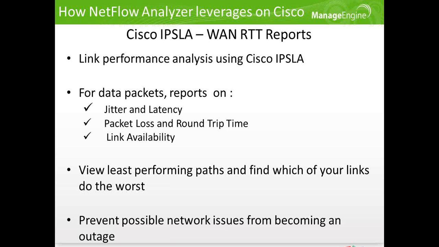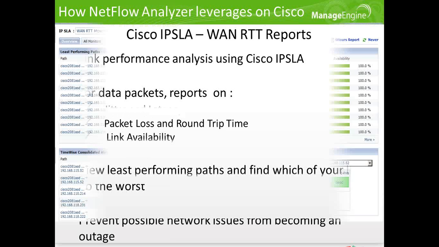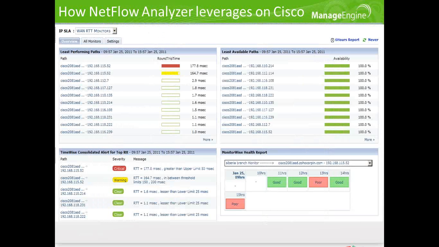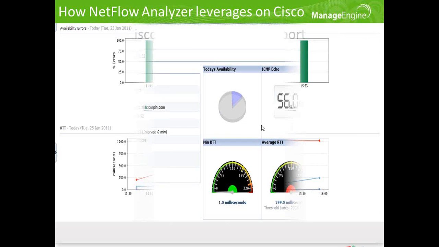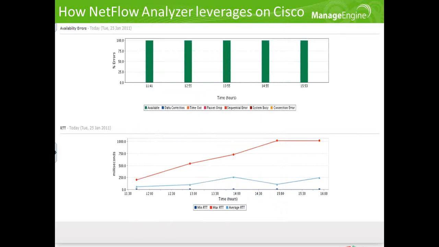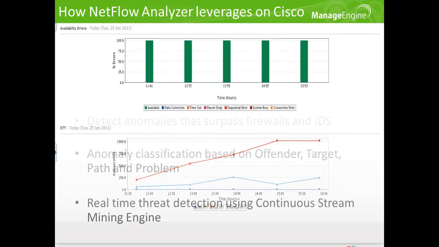So view the least performing path, find out which of your links is doing the worst when carrying traffic, and then talk to your ISP. So look at these reports which NetFlow Analyzer can give you leveraging IPSLA based on WAN RTT. So you get to see the least performing path, or the least available path, and health reports for your link. And then again, the round trip time for a link, like what is the minimum round trip time, average round trip time, and the max round trip time. Really important to see how your VoIP calls are doing. Availability, a graphical report for everything, which makes it really simple to view, analyze and understand the reports.